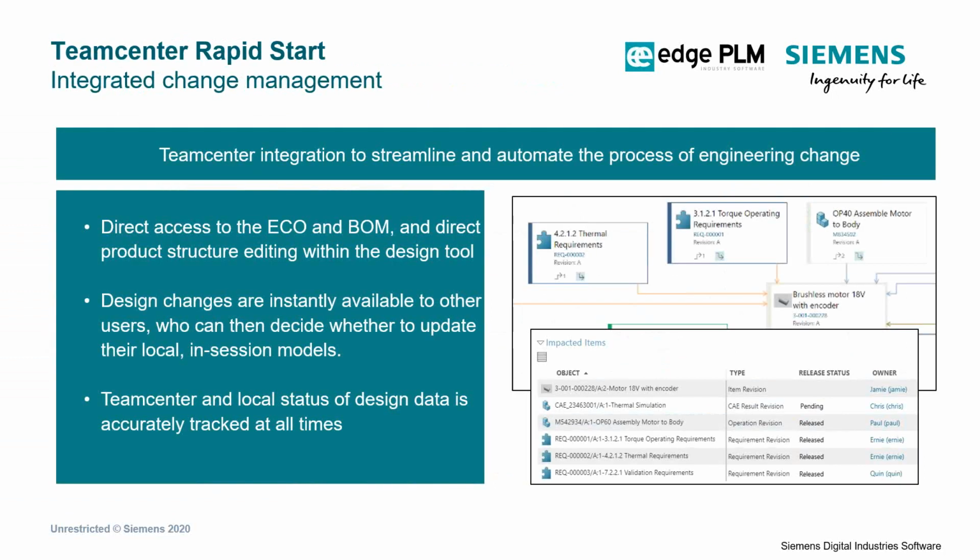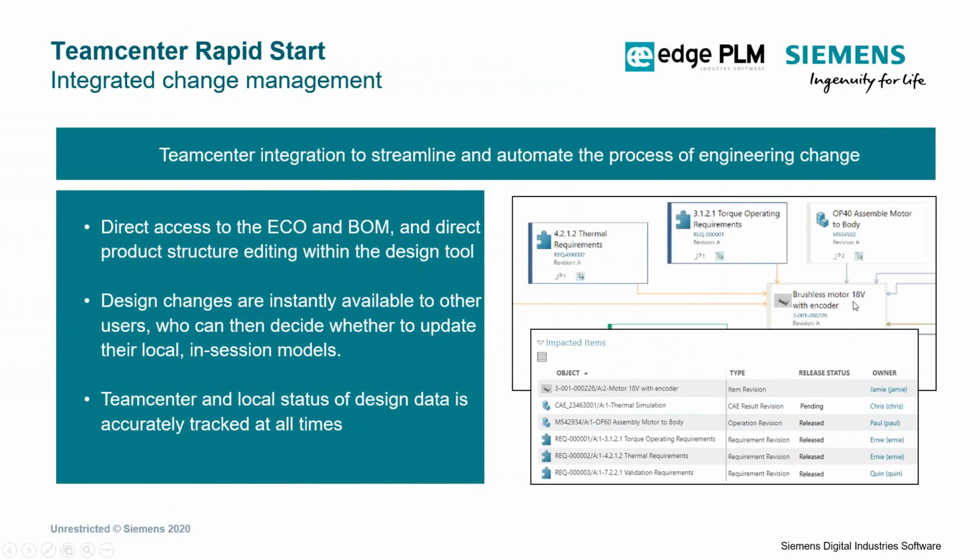And we can look at this and automate the complete process. So you get direct access to the change order and the bill of material and the product structure editing capabilities within Teamcenter, as we saw already, right? Design changes are instantly visible and available to other users, and you can decide what you want to do or what you need to do. And the local status of the design is accurately tracked at all times, of course.